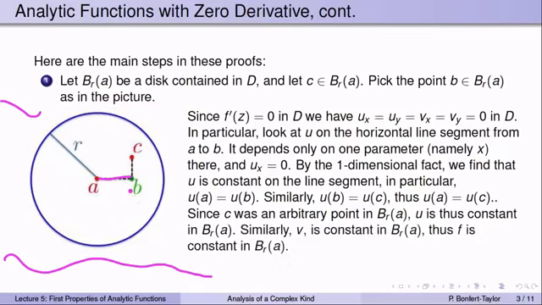And you can see that similarly, you could have made the same argument for v, the imaginary part of f, and also gotten that v must be constant on this disk. So that shows the first part of the proof of our theorem.